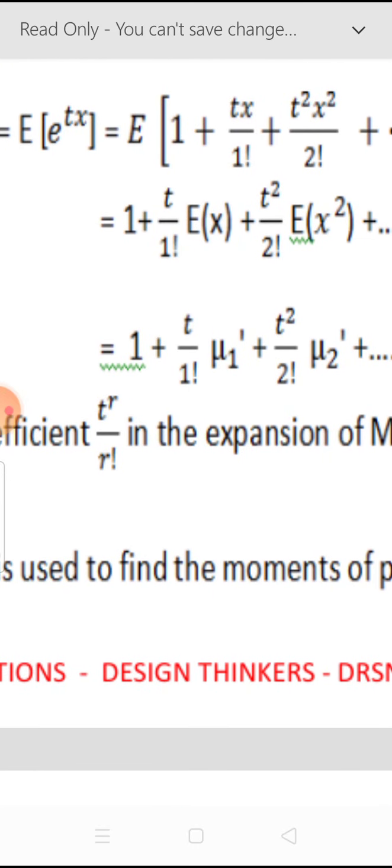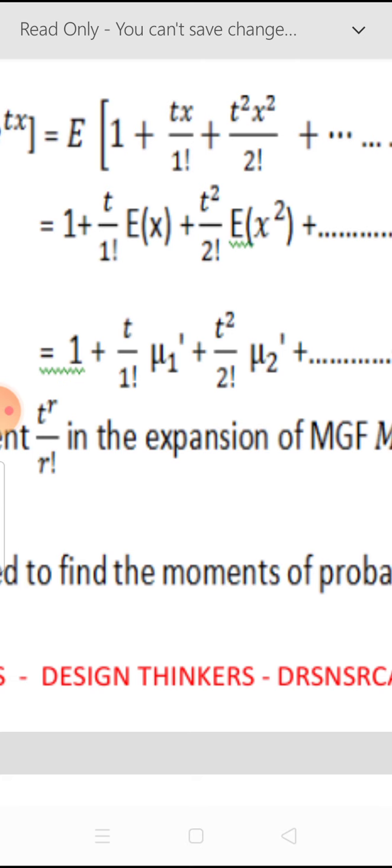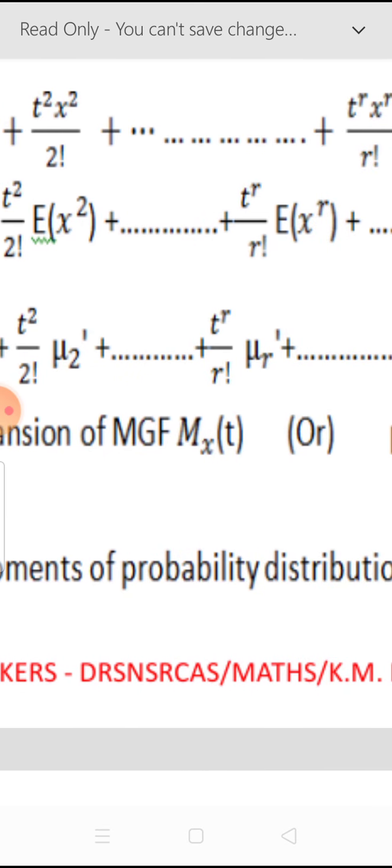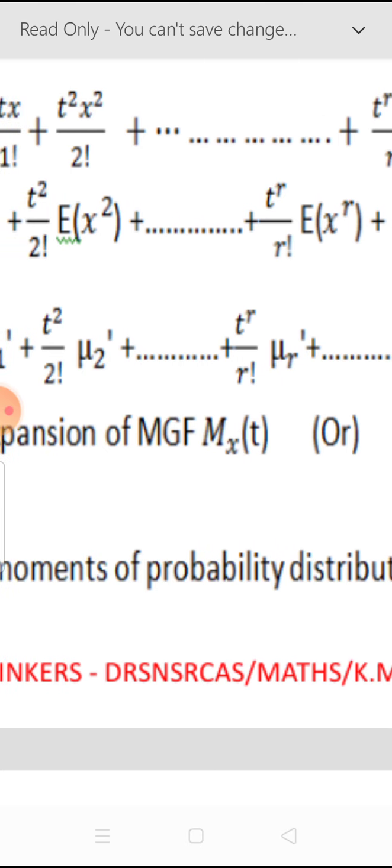We already discussed in the first unit that mu1 dash is the first moment about the origin, and it is e of x. And mu2 dash is nothing but the second moment about the origin, and it is e of x square. Similarly we can show that mu r dash is nothing but the rth moment about the origin, and it is obtained by e of x power r.